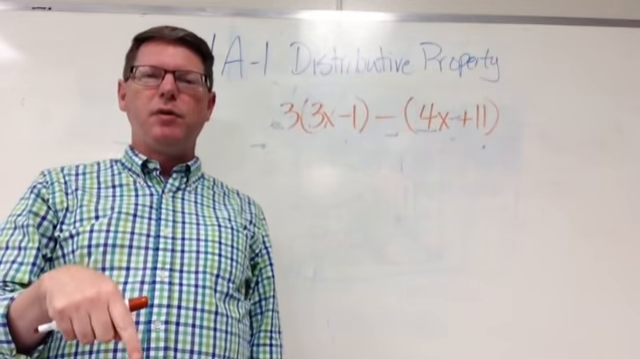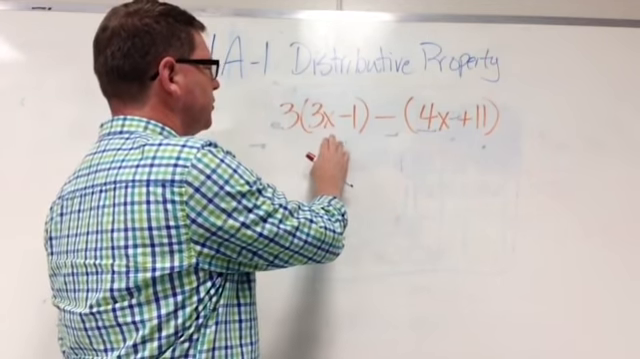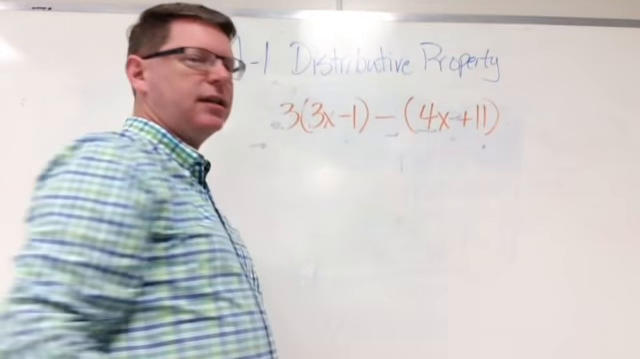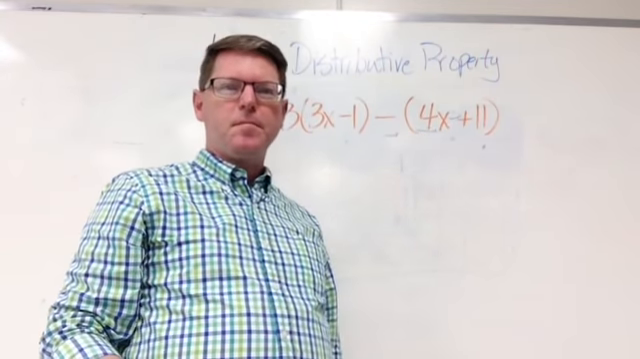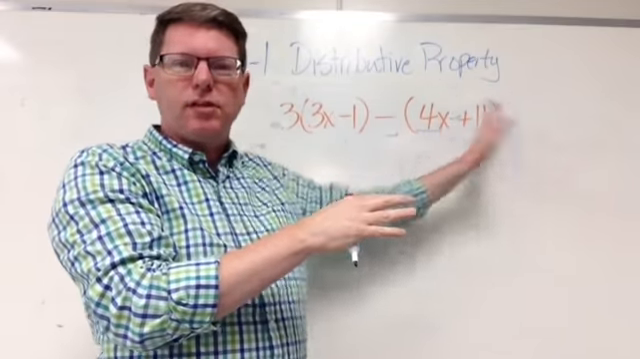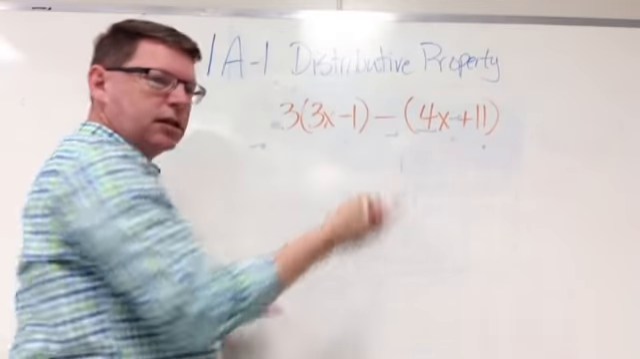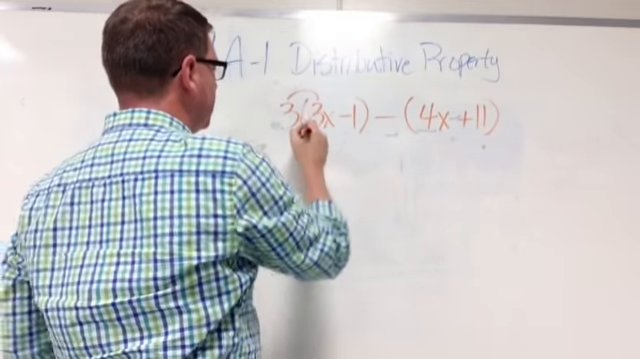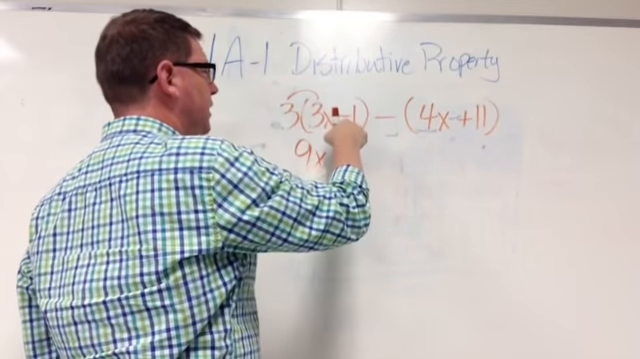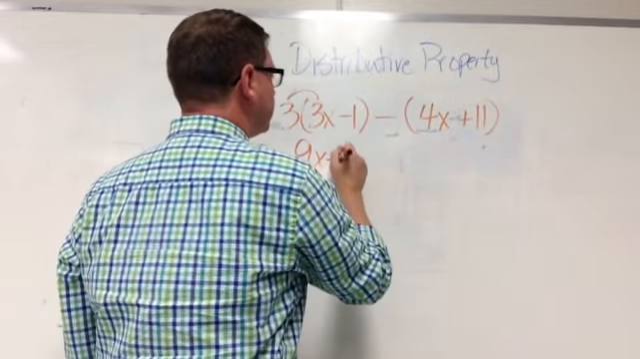The last example we want to look at in dealing with the distributive property has 3 times the quantity of 3x minus 1 minus the quantity of 4x plus 11. Okay? Let's just do this first part real quick, and then I'm going to explain why this one is so problematic. The first part, I'm just multiplying 3 times everything inside the parentheses. So first I do 3 times 3x, which is 9x. And then I do 3 times negative 1, which is exactly negative 3.